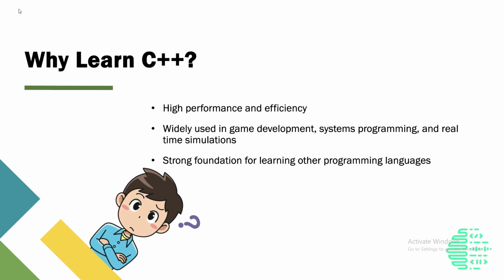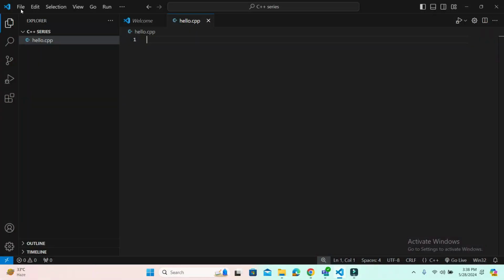Now that we have a basic understanding of what C++ is and why it's beneficial to learn, let's move on to setting up our environment and writing our first program. Before we dive into writing code, we need to set up our development environment. For this tutorial, we will be using VS Code. It's free and easy to use. I will attach the link below so that you can download it from there.